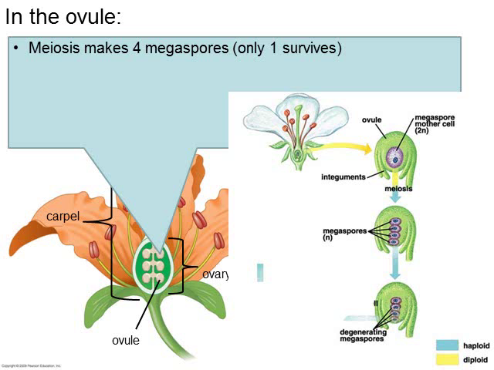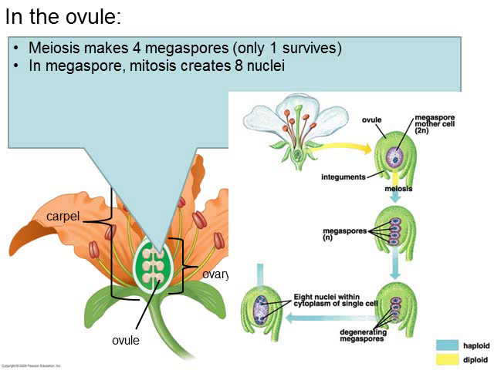Well, let's focus on that one that survives. The three that die, we don't care about anymore. The one that survives has one nucleus, but that one nucleus will divide into two. The two nuclei will divide into four. The four nuclei will divide into eight. You notice how that one cell in purple, look how the picture changed. That one cell in purple has grown, and now it's got eight smaller circles in it. Those are the eight nuclei in that one surviving megaspore.